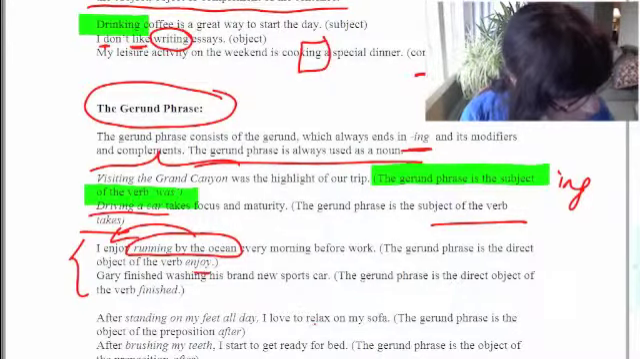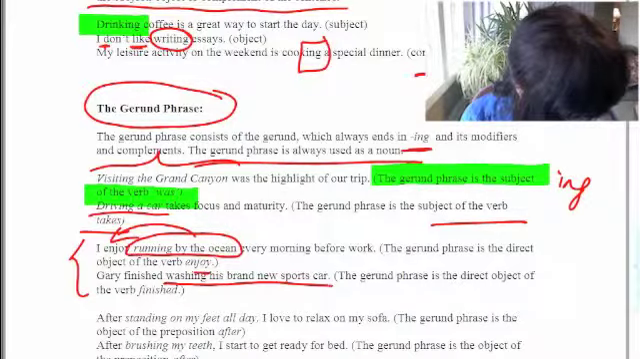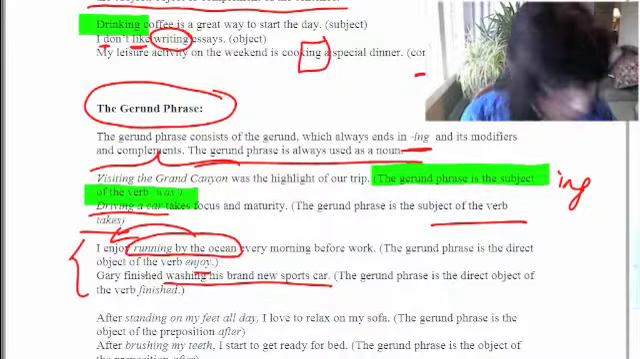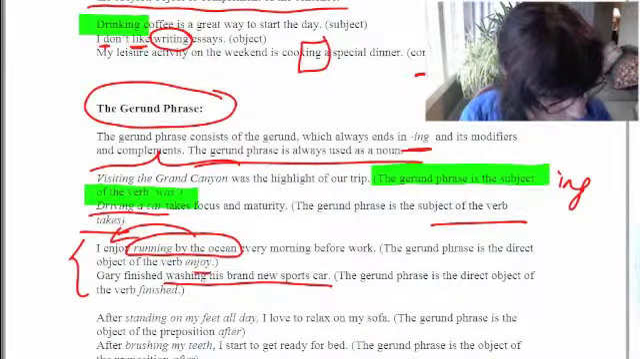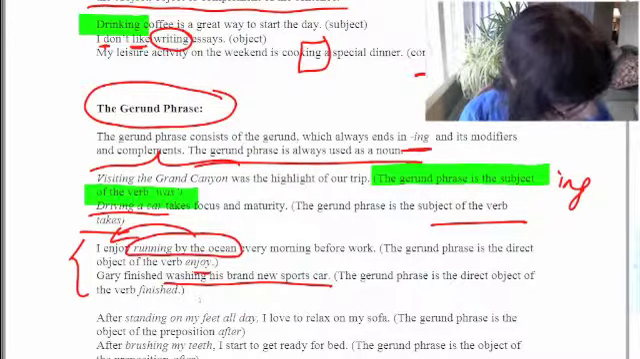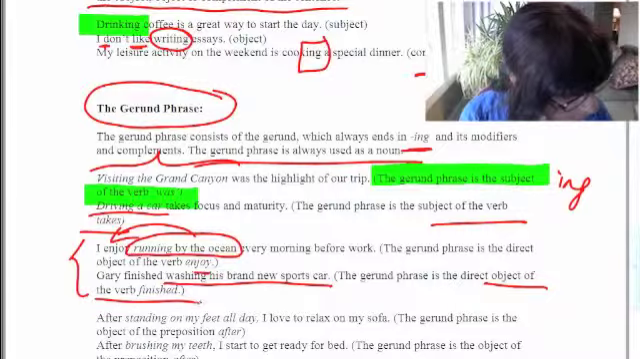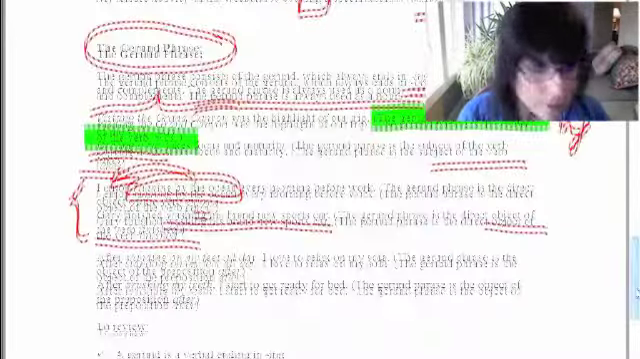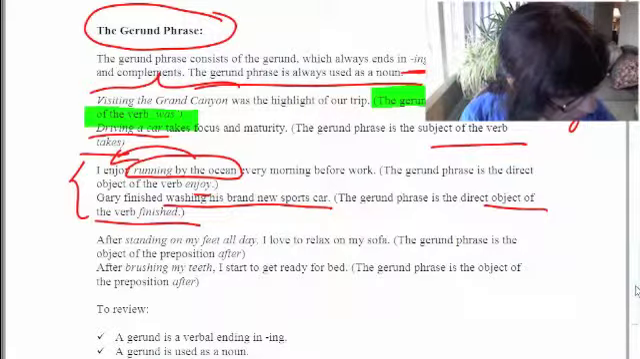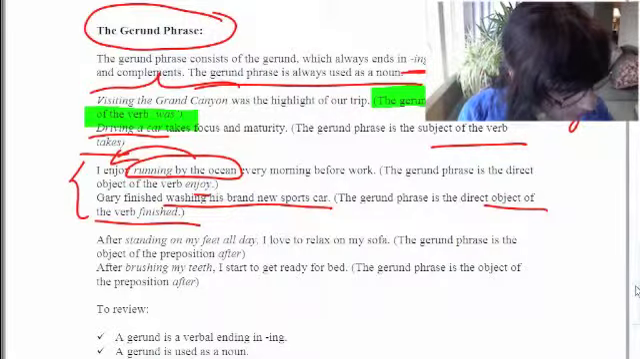Or, Gary finished washing his brand new sports car. The gerund phrase is washing his brand new sports car. Washing is not the main verb. Finished is. Gary is the subject, finished is the verb, and washing his brand new car, washing is the start of the gerund phrase, and it's the direct object of the verb finished. What did he finish? He finished washing his sports car. And another couple of examples.